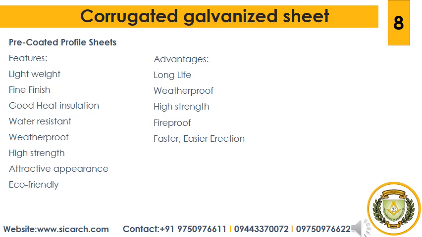So the process includes, first, the cleaning of sheet. The whole sheets are first cleaned. So the second is chemical coating. Through a chemical process, coating is done. Coating is done both on the top and the back side.